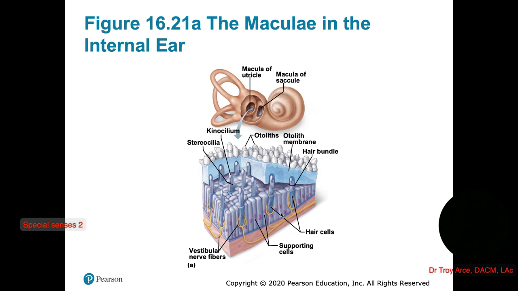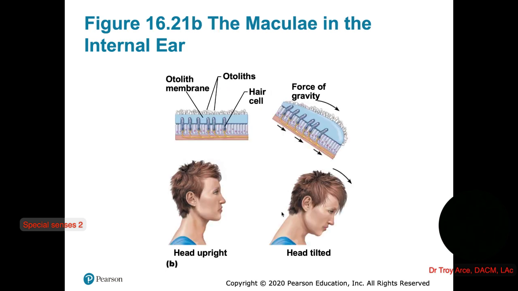I'm glad we covered the nervous system as much as we did, because based off your knowledge, now you understand how things work. The macula in the internal ear, as you can see, the otolith membrane, the otoliths, and the hair cell. You have your head upright, and the force of gravity with the head tilted. These nerves pick up and tell your brain what position your body's in.